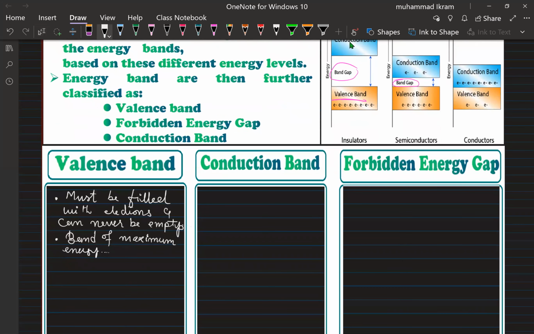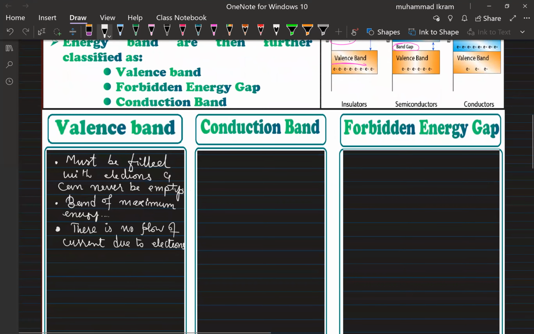Now there is one important point. As we are studying currents through various substances, please keep in mind that due to the electrons in the valence band, there is no flow of current due to the external electric field.